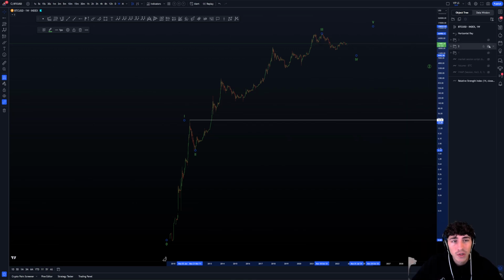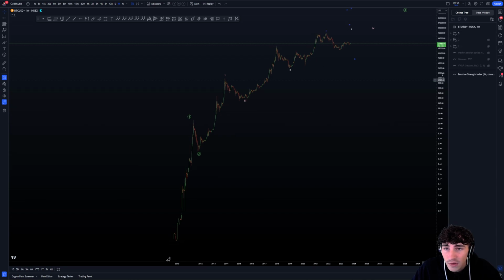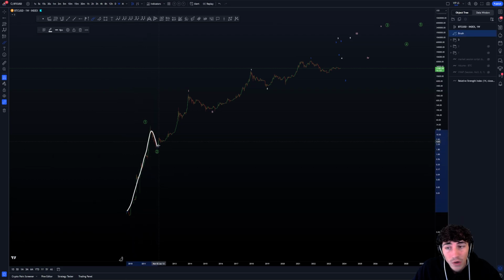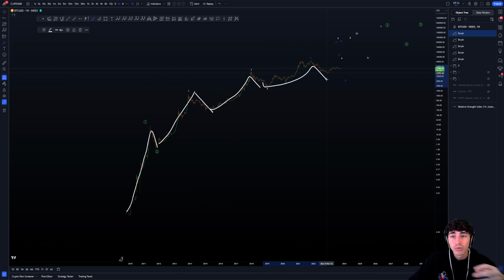Now, of course, there is another configuration. I was talking about two different configurations. It's that one. This is the other configuration, where we're in a wave 1, 2, and another wave 1, 2, and another wave 1, 2, and every single bull run is simply a wave 1, 2.